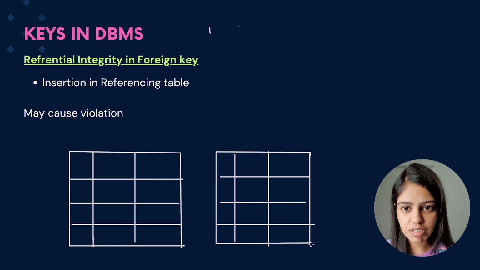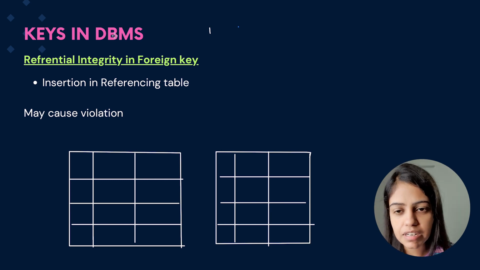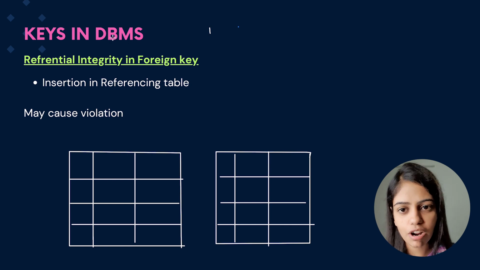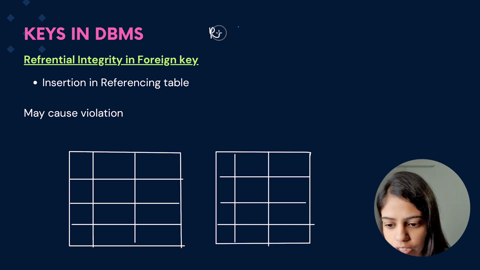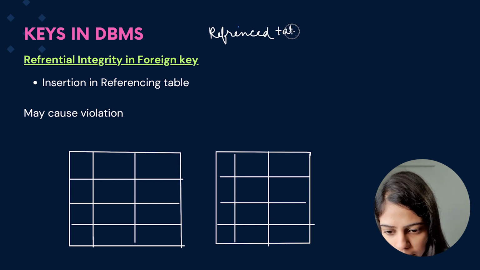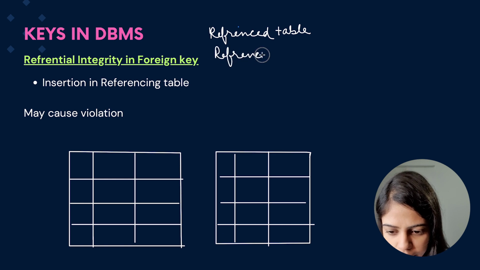So basically in the last video we got to know more about what happens whenever there is an insertion, deletion or updation in the reference table. Now what is a reference table and what is a referencing table? Referenced table and referencing table.